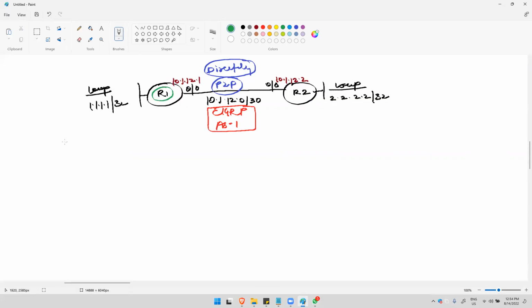Go to router 1 and say router EIGRP, and then the protocol. Can you please give me 1 second to hold on?